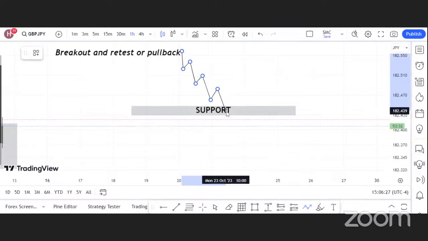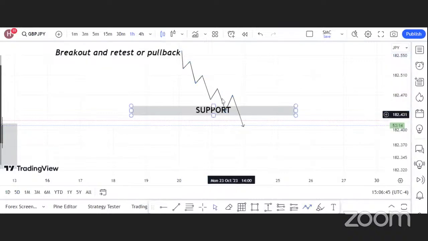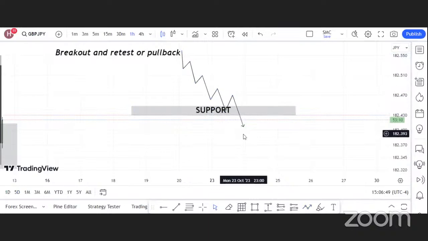Now, when the market got into support, what are we expecting the market to do? We are expecting the market to buy because this is the concentration of demand. Now, the market actually bought for a short time, and then the next time it just broke it. So when this kind of thing happens, we call this a breakout. It broke out of a support area.